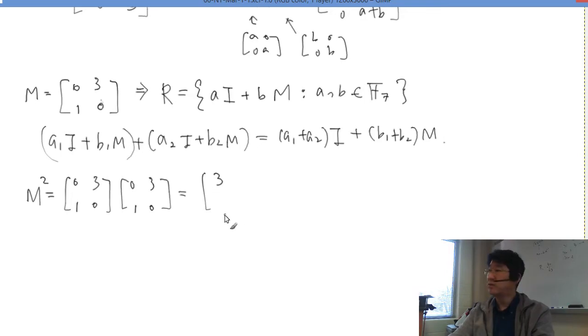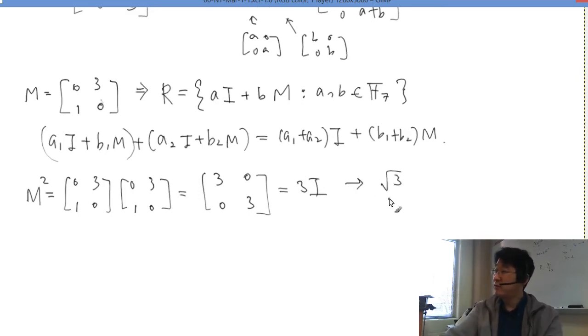You get 3 there, right? Down there, I got 0. How about here? 0, right? Down there, it's 3. So it's 3 times I. So it works like its square is 3. So this is the birth of the square root of 3: if you square it, you get 3 on the diagonal. That's precisely the way the finite field behaves, right?